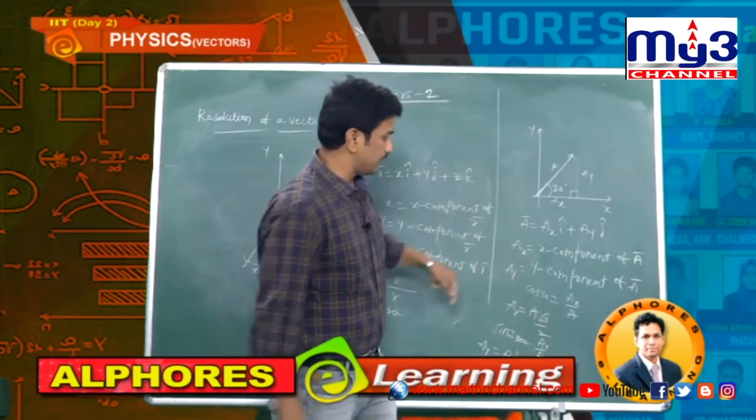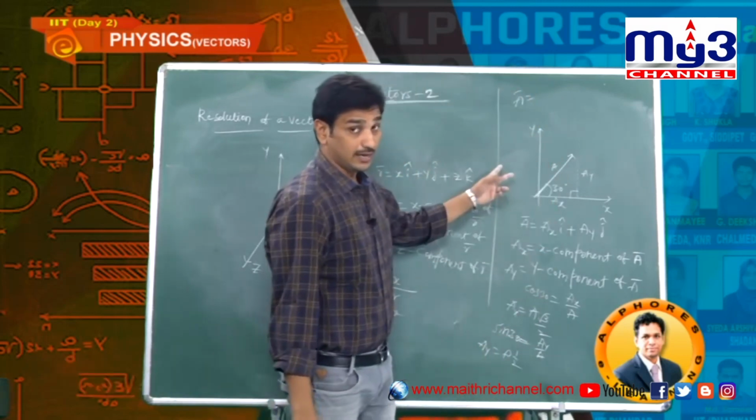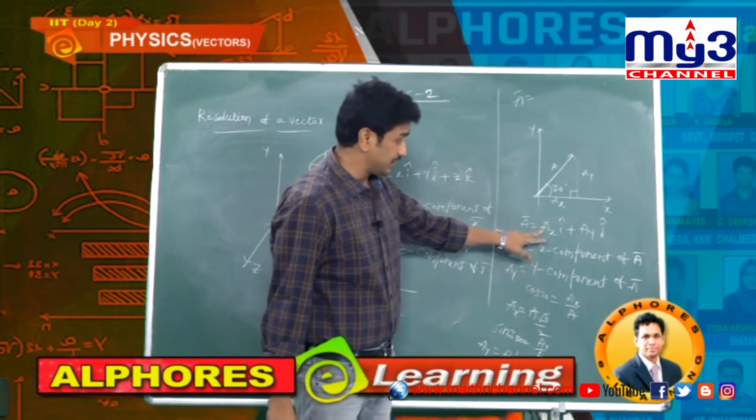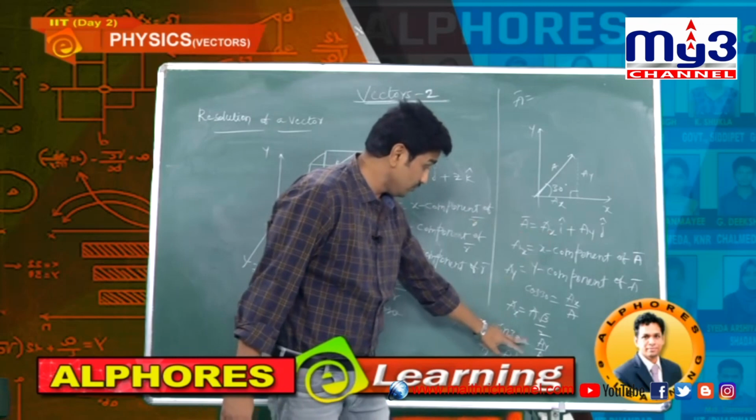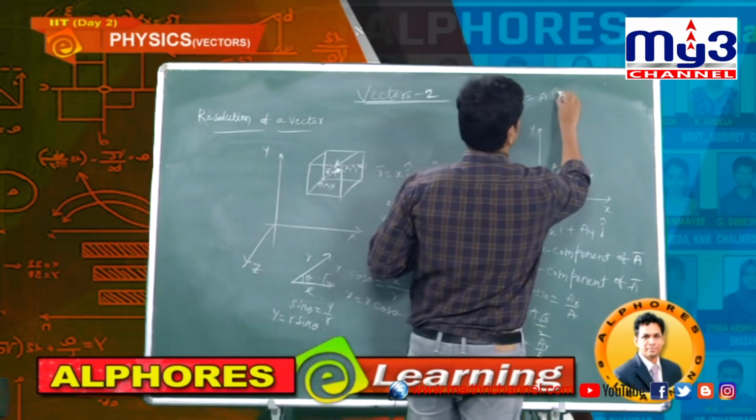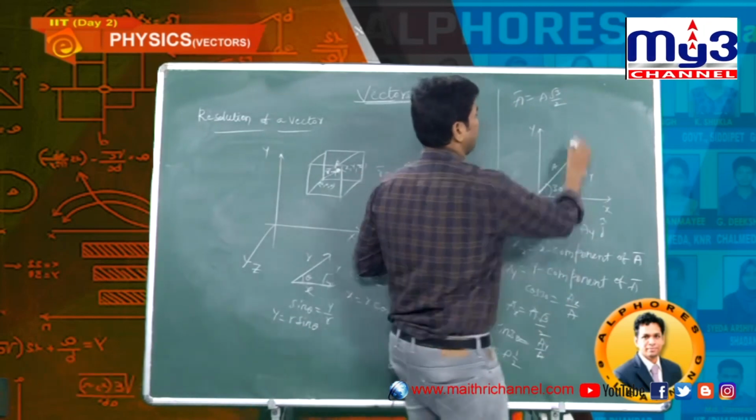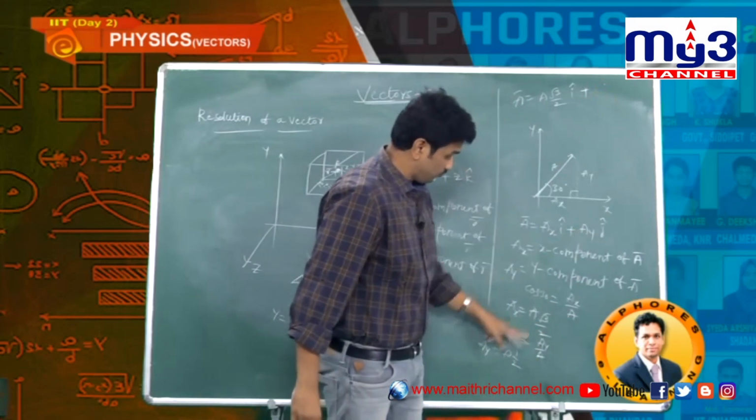Finally, what is the A bar? A bar is a vector, it is in 2D. We already considered that it is Ax i cap plus Ay j cap. Ax, what is the value? A root 3 by 2, in the direction i cap. Ay, what is the value? A by 2.